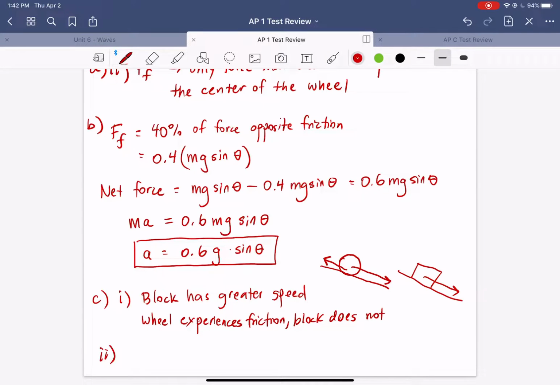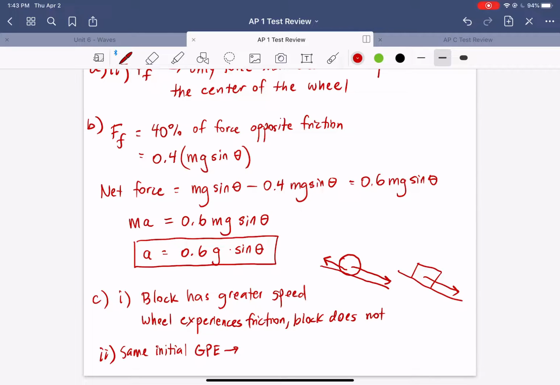All right, so the second part of part C wants you to explain your answer again, but this time do it in terms of energy. So here you can say that the two objects are both going to start with the same amount of gravitational potential energy, since they have the same mass and start from the same height. So we have the same initial gravitational potential energy. And then when the objects go down the hill, that potential energy is turned into kinetic energy.